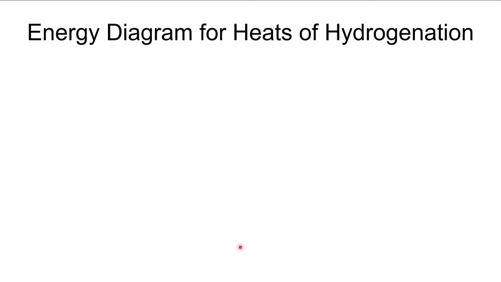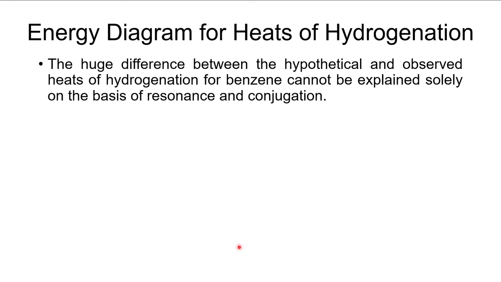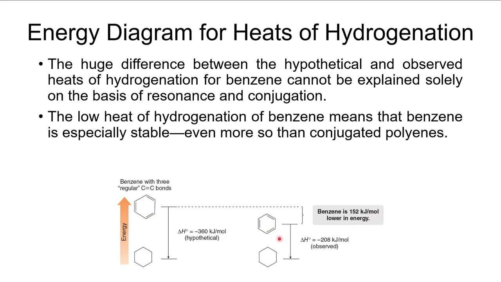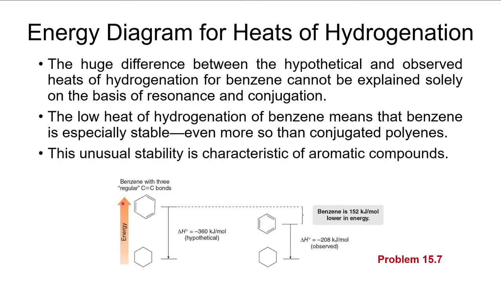If we put this in an energy diagram, we can get a direct comparison to see the difference between our observed heat of hydrogenation and our expected heat of hydrogenation for isolated alkenes. So if we just do the 3 times negative 120, we'd get negative 360 kilojoules. Then hypothetically, that's how much we would release if these double bonds were not conjugated at all. With a little bit of conjugation, they do lower in energy. But with benzene and its aromatic system, it has a much lower heat of hydrogenation, meaning that the benzene is much more stable. We're going to find that this unusual stability is a characteristic of all of our aromatic compounds and something that we are going to talk about extensively later in this chapter.